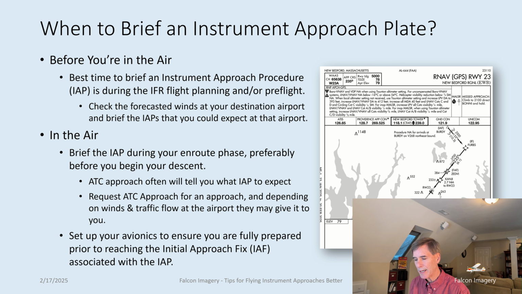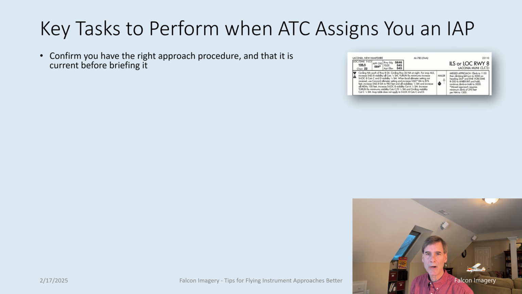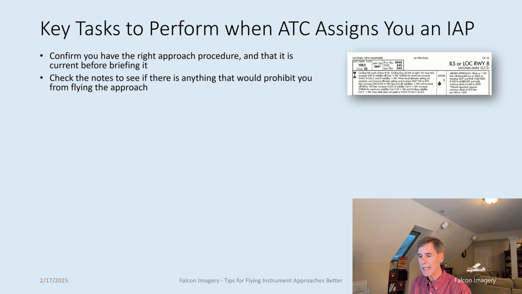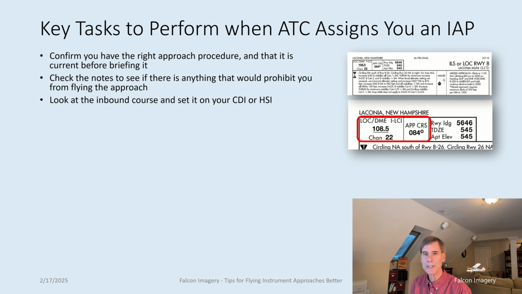Then set up your avionics to ensure that you're fully prepared prior to reaching the initial approach fix associated with that instrument procedure. Load it into your avionics. Maybe just load it, don't activate it, but have it there ready to go. And then call up that instrument approach procedure on your iPad or wherever you have it and confirm that you have the right instrument approach procedure called up, and that it's current. Make sure there are no notes in the approach plate that would preclude you from even flying that instrument approach procedure.